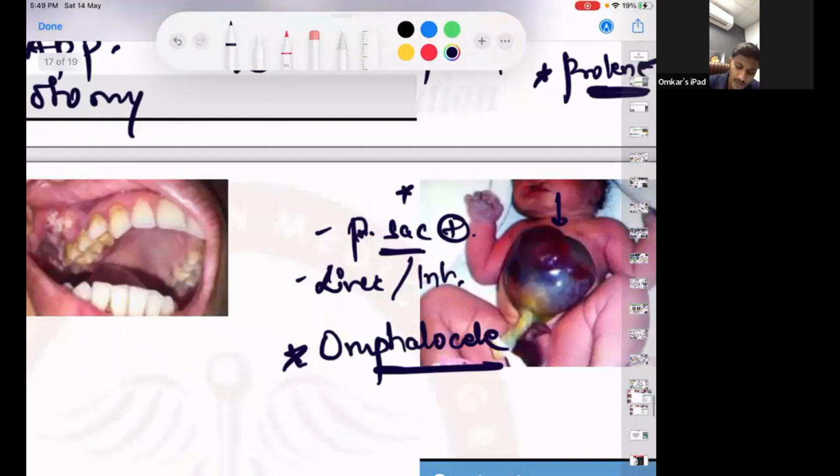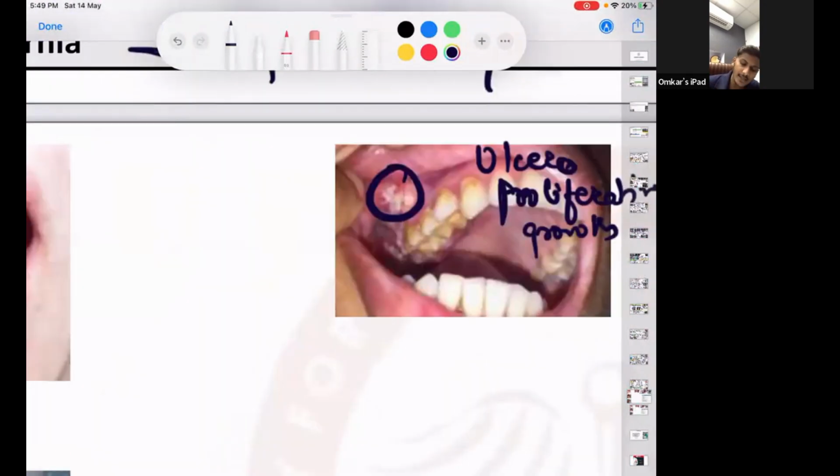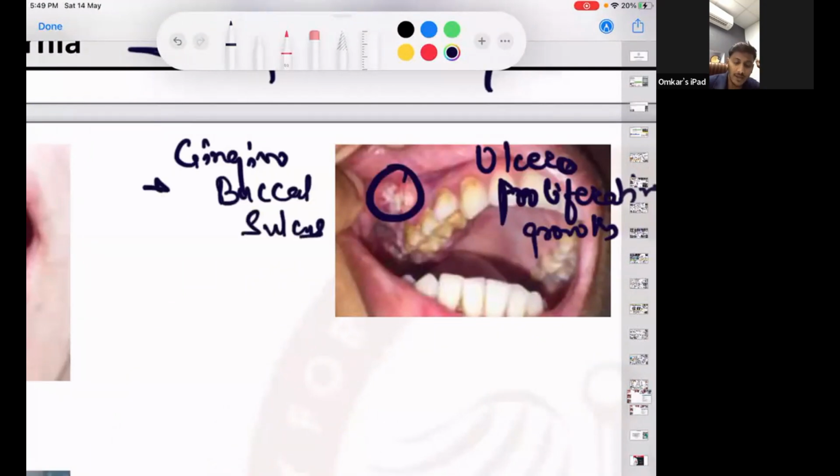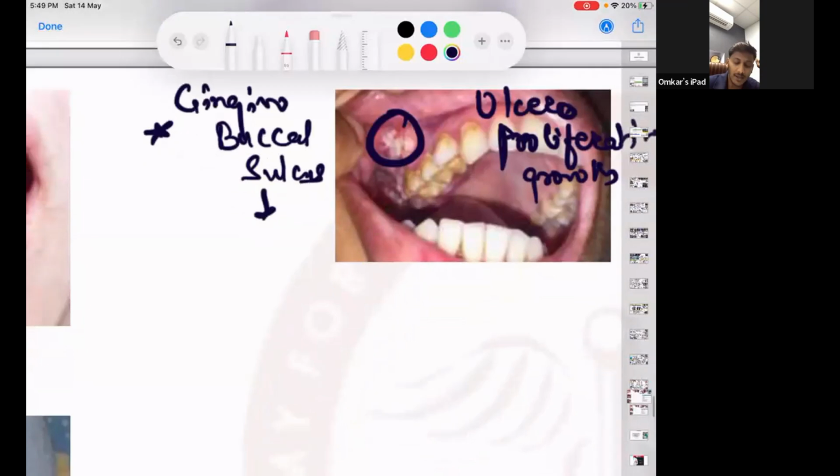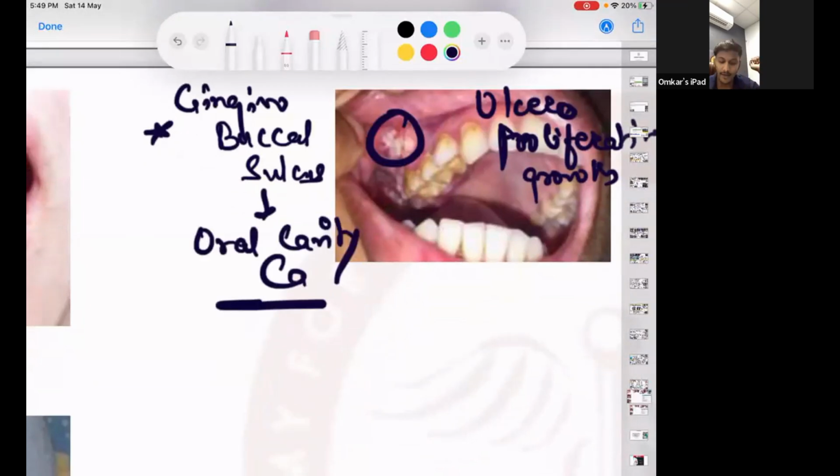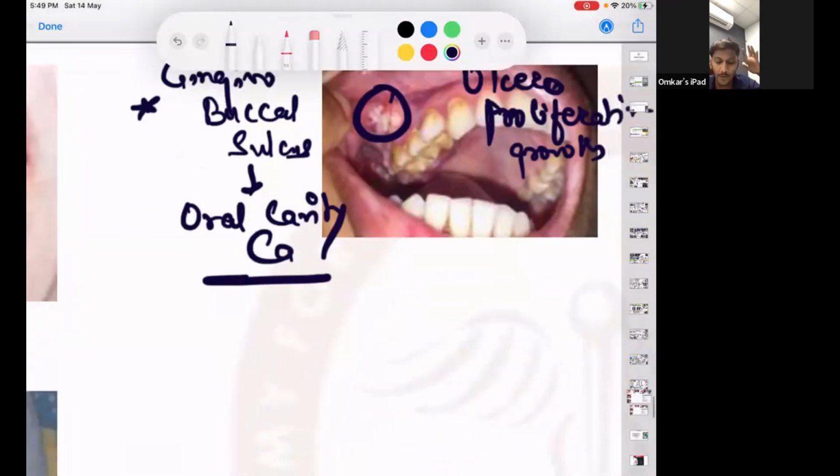Next, what is this condition? Here you can see an ulceroproliferative growth in the gingivo-buccal sulcus. This is more likely a case of oral cavity cancer. So please remember, ulceroproliferative growth in the gingivo-buccal sulcus is mostly due to oral cavity cancer.